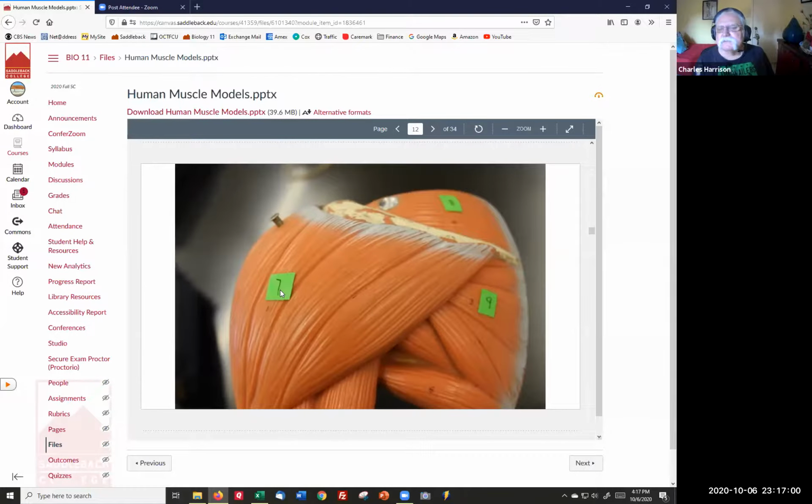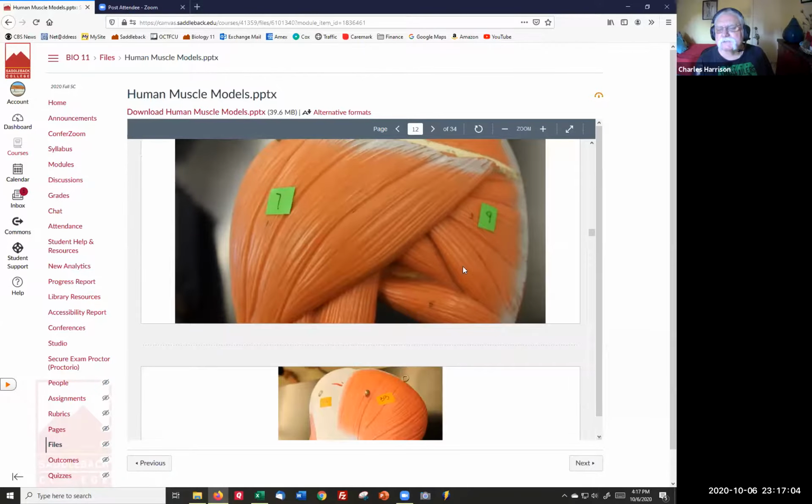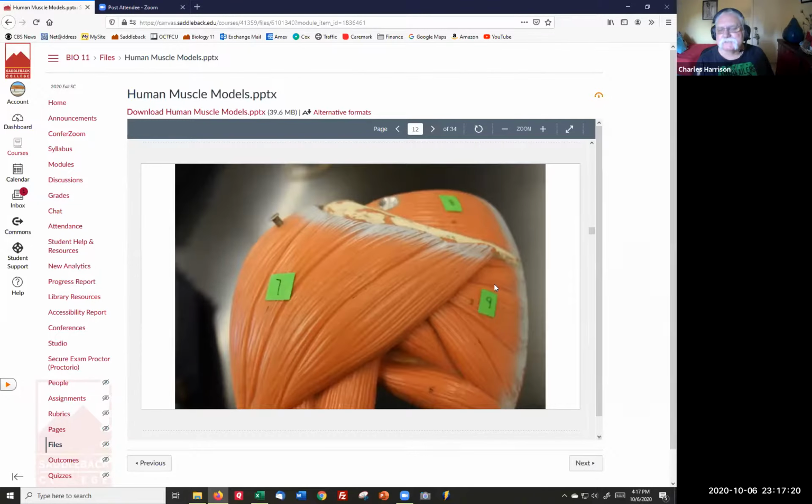Deltoid and supraspinatus and infraspinatus. This muscle here is the teres minor, not labeled here. The teres minor, the two spinatus muscles. So teres minor, infraspinatus, supraspinatus, and on the other side, the subscapularis, they make up the rotator cuff.